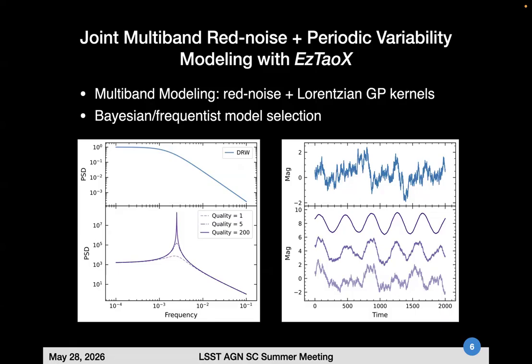The Lorentzian kernel, by changing one of the parameters, you can actually change how coherent your light curve is. The example shows here if the quality factor is 200, you look very sinusoidal, right? Like you expect from a Doppler thing. If you lower the quality factor, it gets more quasi-periodic, more, as I said, flexible in terms of capturing different shapes in the periodic variability.